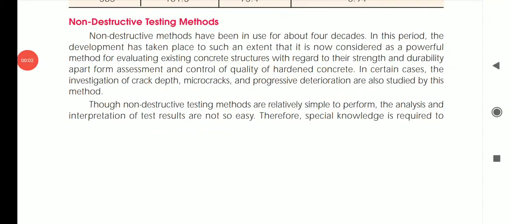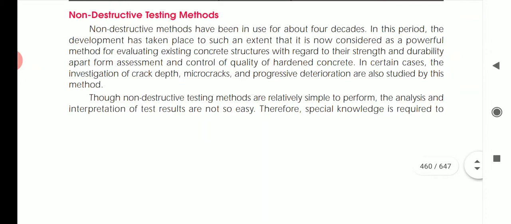Welcome you all for the next session of concrete technology. That is tests on hardened concrete. In tests on hardened concrete, different tests are conducted to measure the strength of concrete. Those are called non-destructive testing methods.